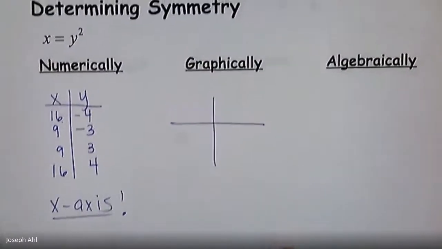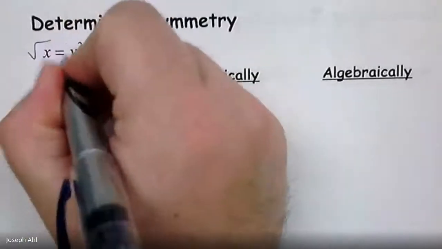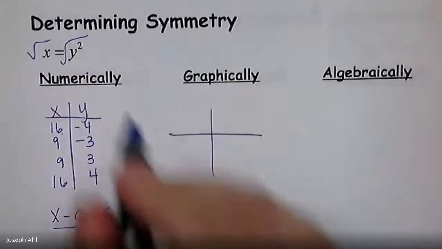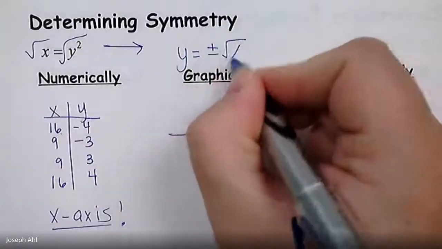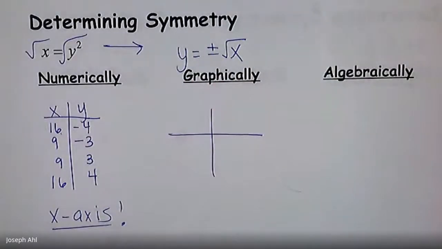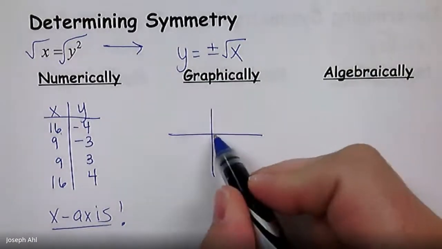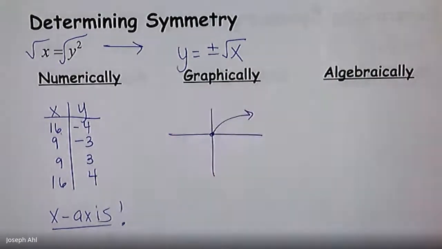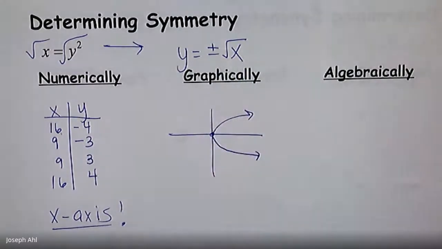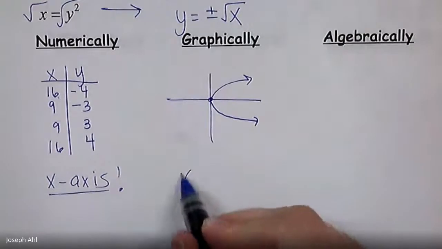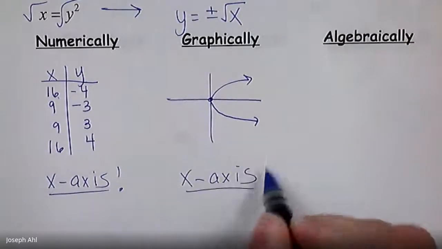What you can do to figure out what the graph looks like is maybe think about taking the square root of both sides. But what a lot of students forget when they take the square root of both sides is that you need to consider it's plus or minus the square root of x. The positive square root of x would look like that, and that actually doesn't have any symmetry at all. But if I also graph the negative square root of x, I get this. And wow, yeah, that definitely has some x-axis symmetry.